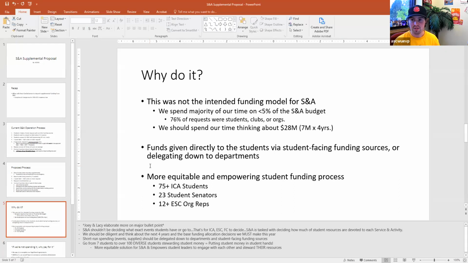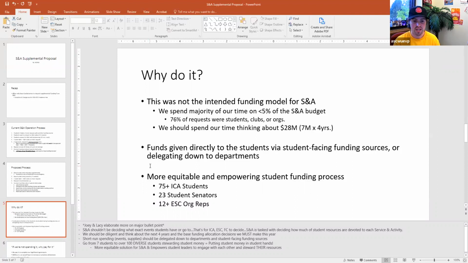And then what I was also thinking, and this is for all the students, I ran my campaign on the third bullet point, which is putting the student money back into the student hands. It's a much more equitable and empowering student funding process when we put it back into clubs, back into ESC, back to Student Senate, and back to all the other student funding sources. Just to help you all visually, we go from S&A with our 7 students and our 3 faculty and staff members to over 100 diverse students stewarding their money.